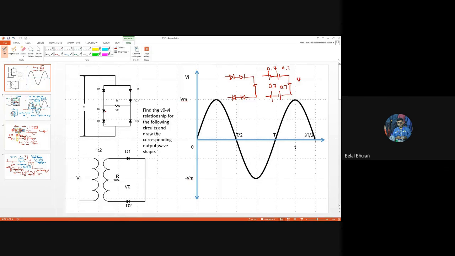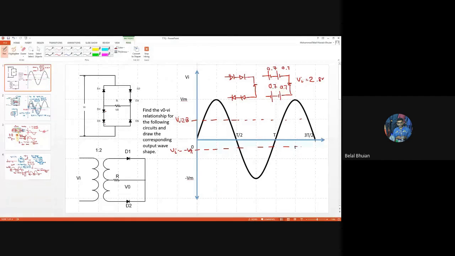So Vi would be what? 2.8 volt. So that means we're going to draw the transition line here, Vi is equal to 2.8. And for the negative half cycle, since we have to pass through 2 diodes, Vi is equal to minus 1.4.